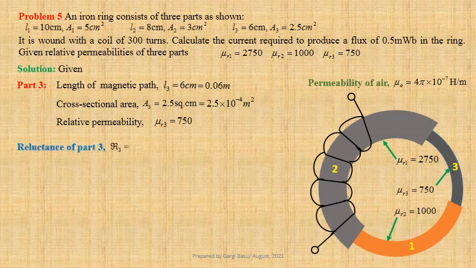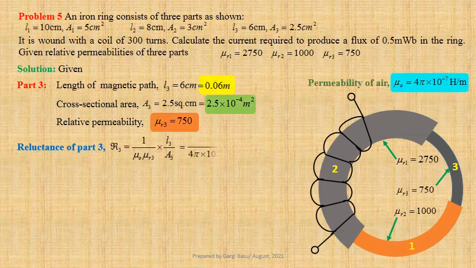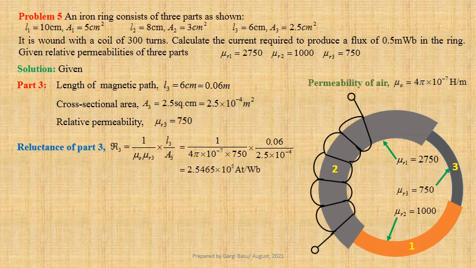R3 equals 1 upon μ0 μr3 into L3 by A3. Using values we get 1 upon 4 pi into 10 to the power minus 7 into 750 into 0.06 by 2.5 into 10 to the power minus 4. That gives us 2.5465 into 10 to the power 5 ampere turns per Weber.